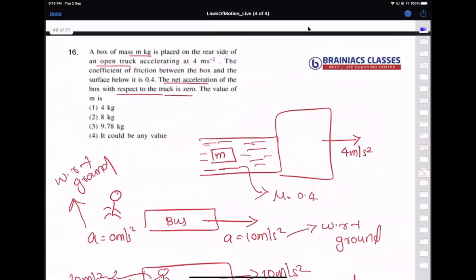The net acceleration of the box with respect to the truck is 0, which means what is the acceleration of the block? The acceleration of the block is also equal to 4 meter per second square, because it says the acceleration of the mass with respect to the truck is 0, meaning the box has the truck's speed. Understood? You got the point?